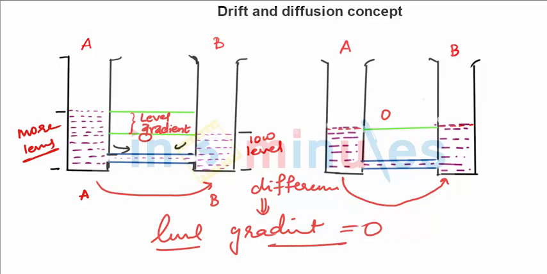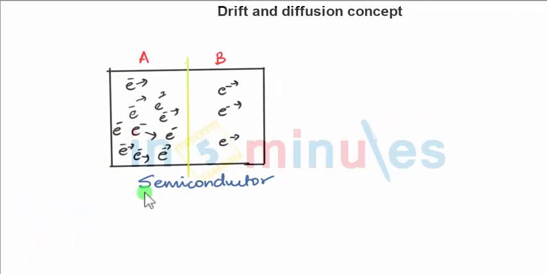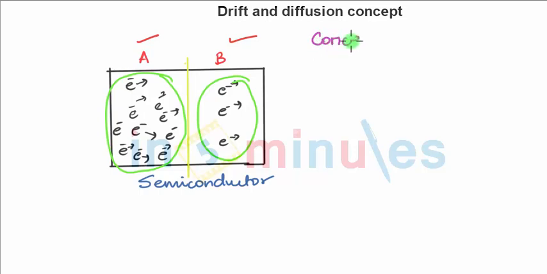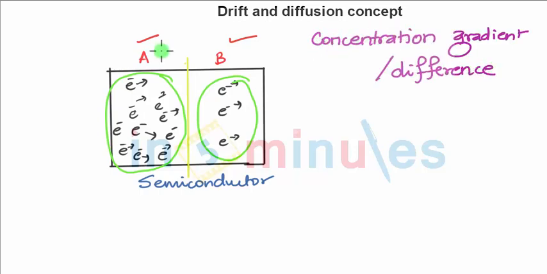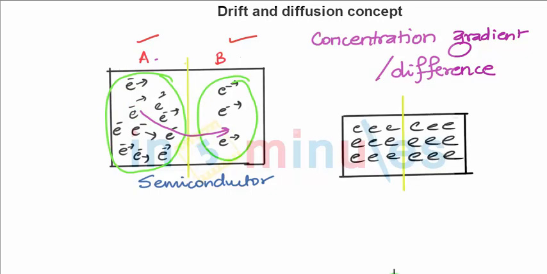Now coming to the semiconductor, suppose this is a semiconductor which contains free electrons. Now it is divided into two parts, say A and B. In A part you have a large concentration of electrons and in B part you have a small concentration of electrons. Because of the concentration gradient, this is a very important concept, in A part you have higher concentration, in B part you have lower concentration. So electrons will move from higher concentration to lower concentration until the level becomes the same.